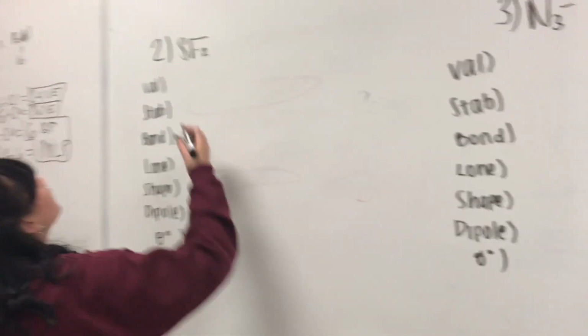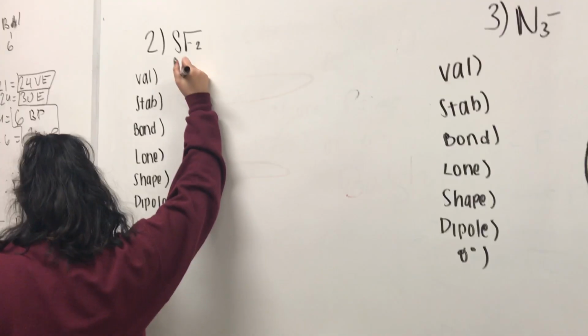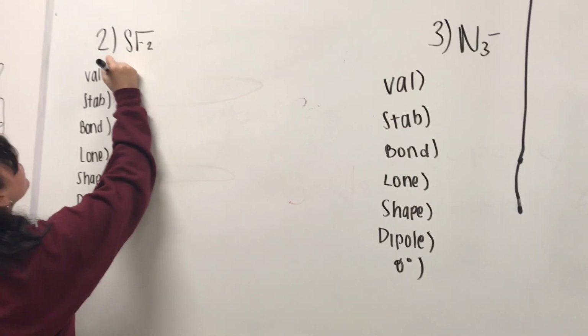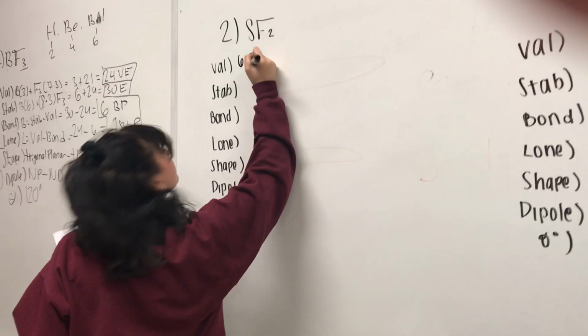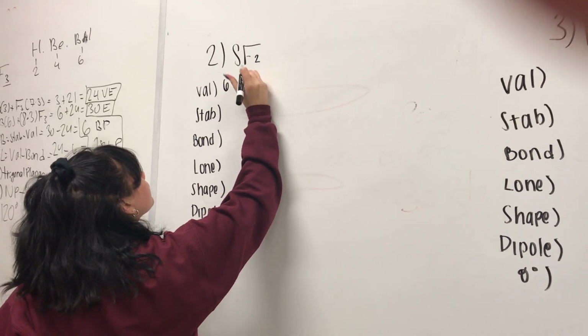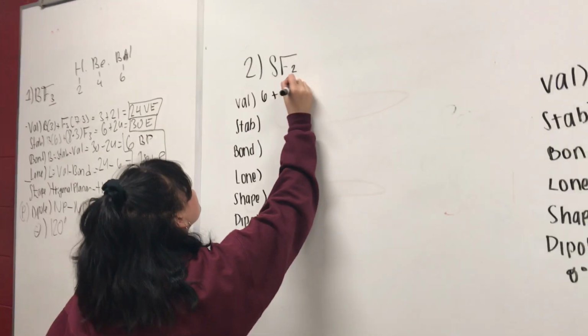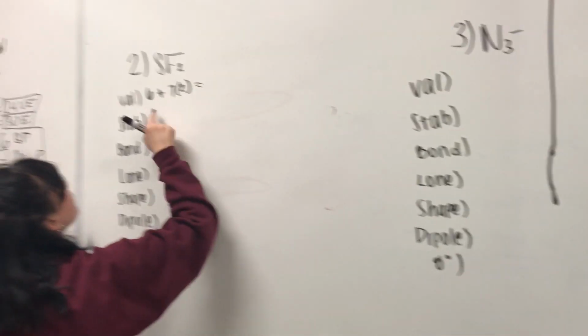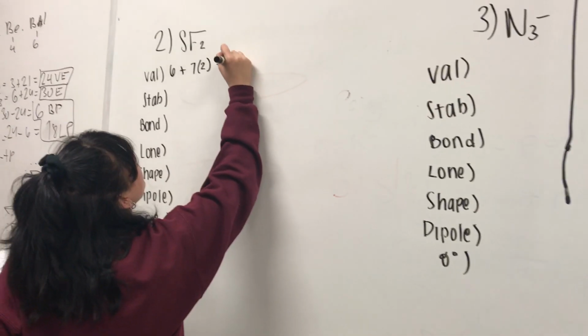Okay. So S has 6, plus F has 7 times 2, plus 6, plus 14. It's 20.